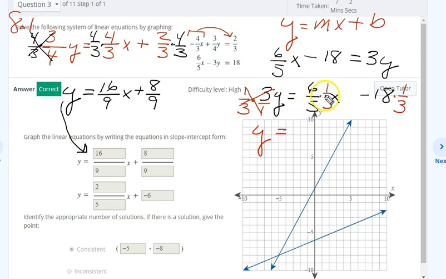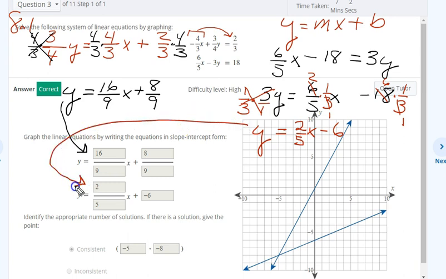Now here I can do some cross canceling. 3 will go into there once, 3 will go into there twice. So this now becomes 2/5 x. 3 will go into there once, 3 will go into there 6 times, and this becomes a negative 6. And that's what this person put in there.